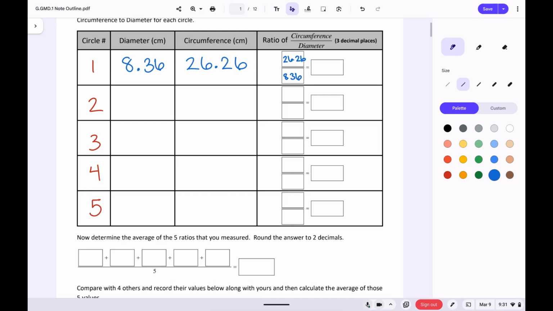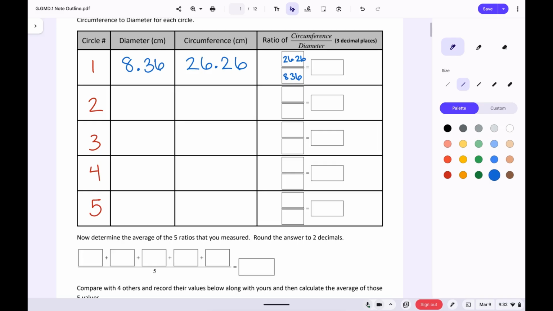All right, if you haven't yet, once you guys get these numbers here, you're going to take these 5 numbers. They're going to come down here to these boxes. Then you're going to add them up, divide by 5 to get a number here. This is your average number that you found from up above, okay?